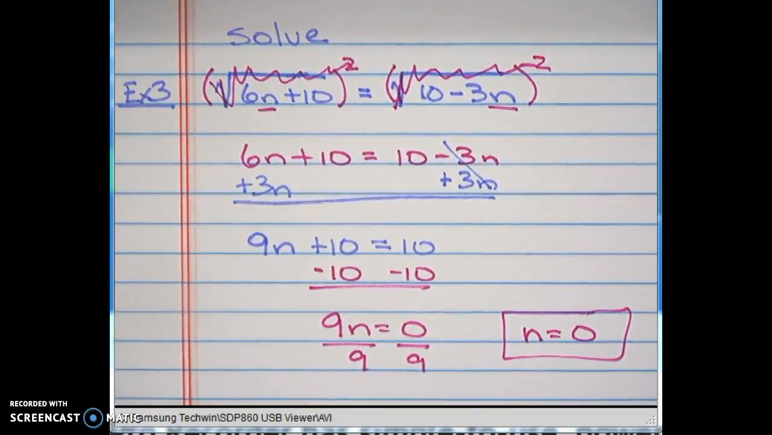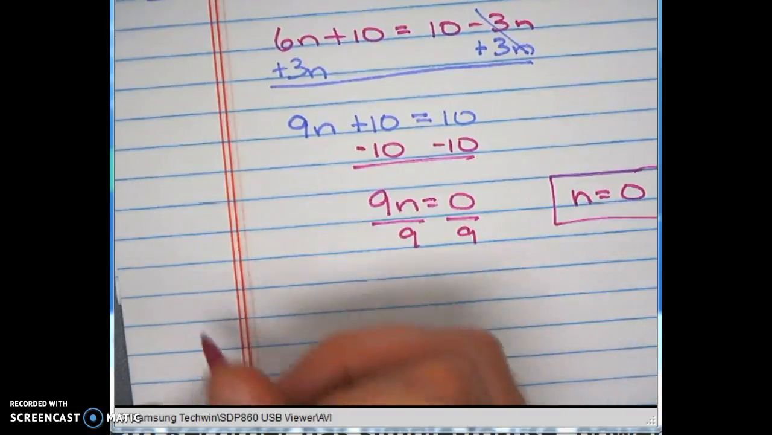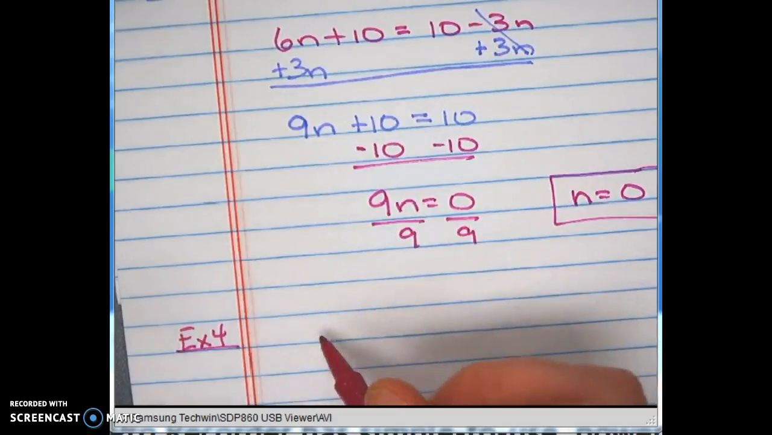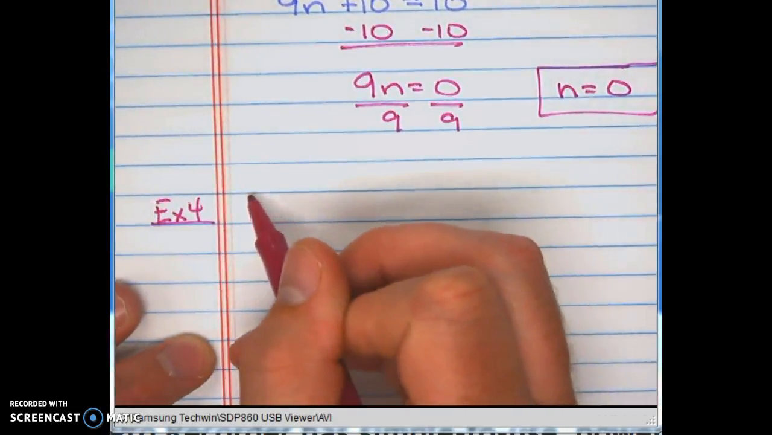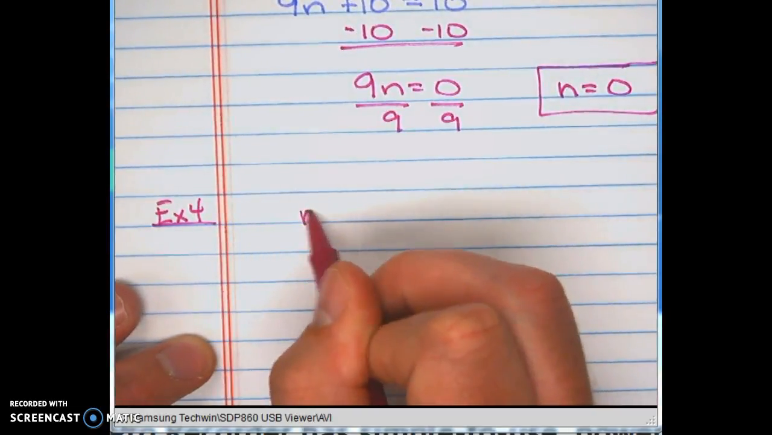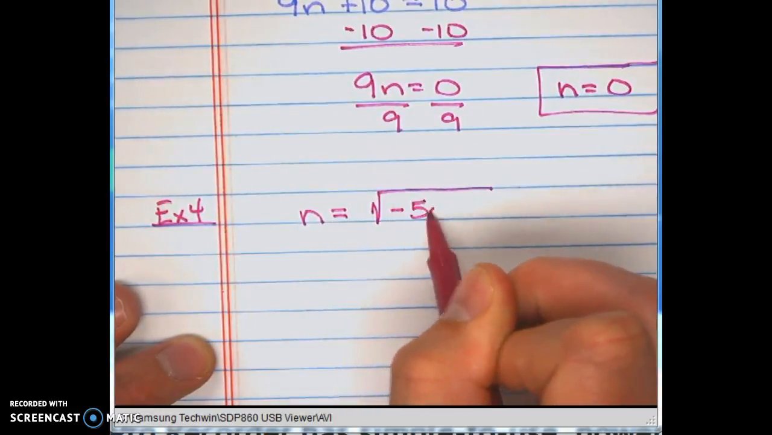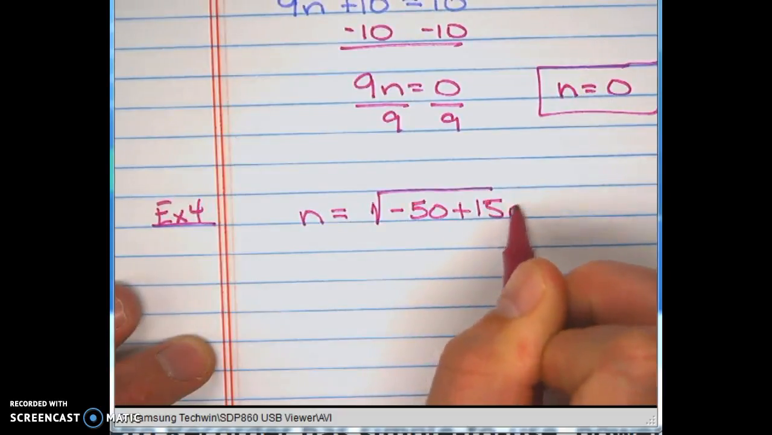So that is one type. It's one of the simpler types, but students often get stuck because it just looks different. Now let's look at another type that's a little bit more advanced. Let's look at one that looks like this. Again, the directions are going to be solve, and it's n equals the square root of negative 50 plus 15n.